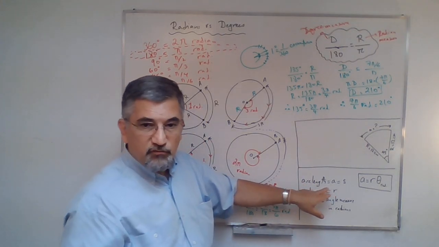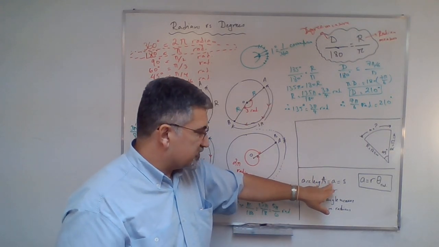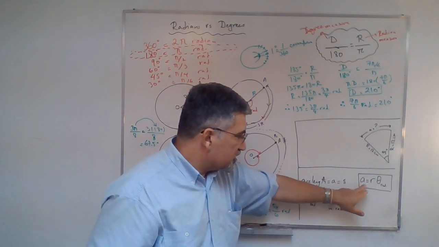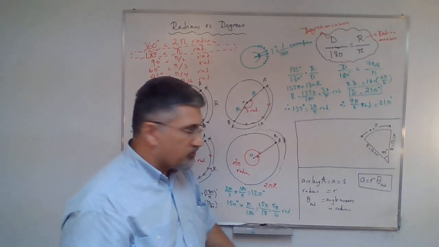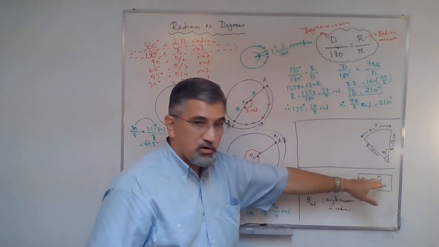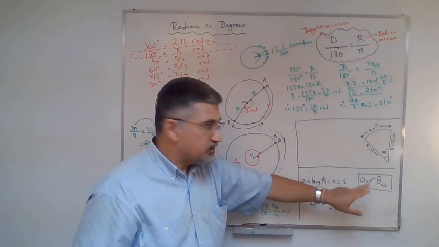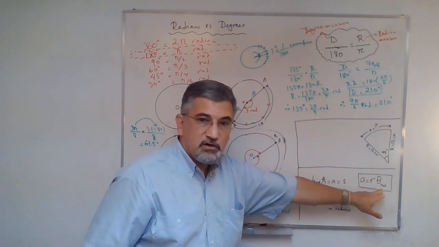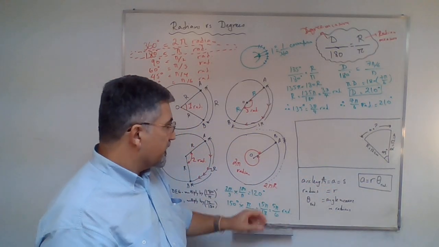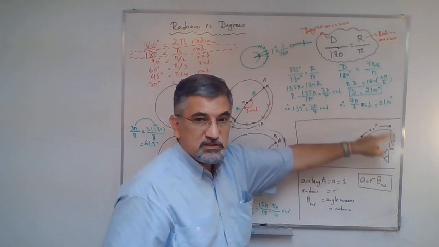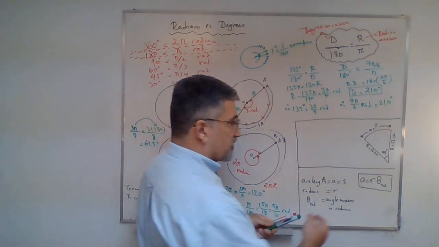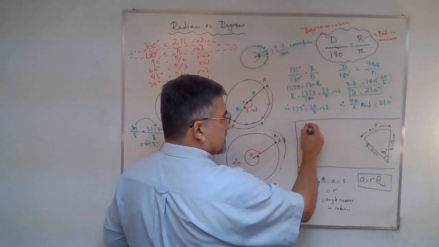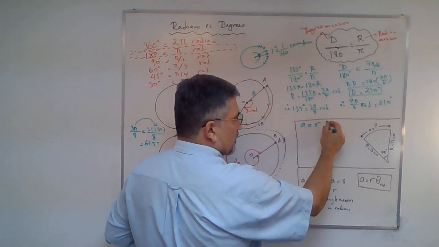Okay, one more thing here. There is an arc length formula. Arc length is shown with letter A or S, and arc length is defined as the radius of the circle times the measure of the angle in radian. So A equals r theta. A is the arc length, r is the radius, and theta is the measure of the central angle in radian. So if you have a sector, which looks like a slice of a pizza, and you want to find the arc length, you're going to say A equals r theta.